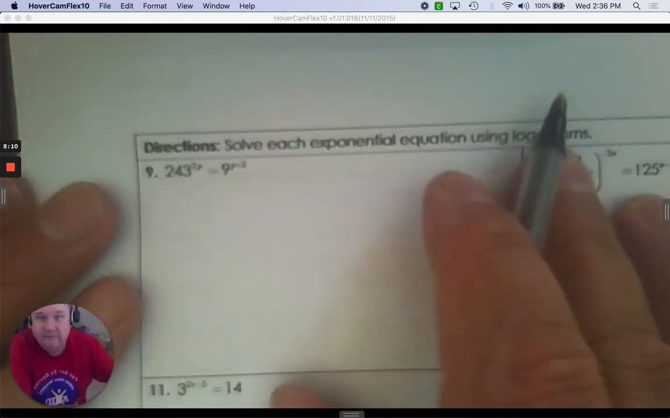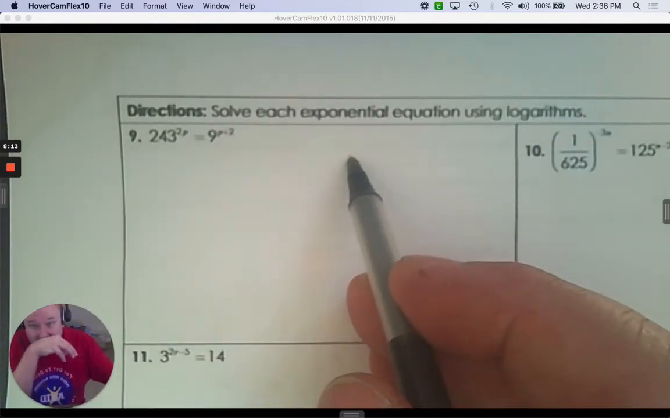Number 9. Can you solve each exponential equation using logarithms?